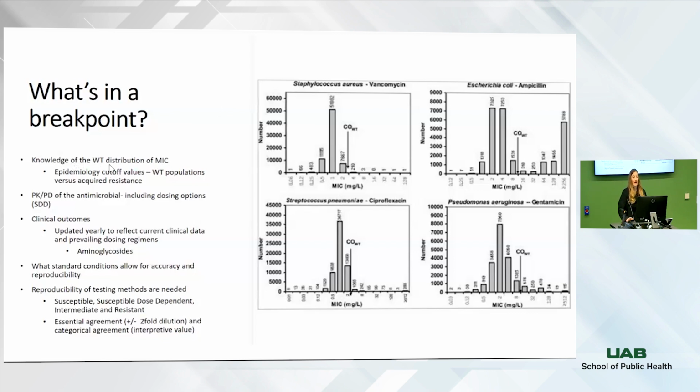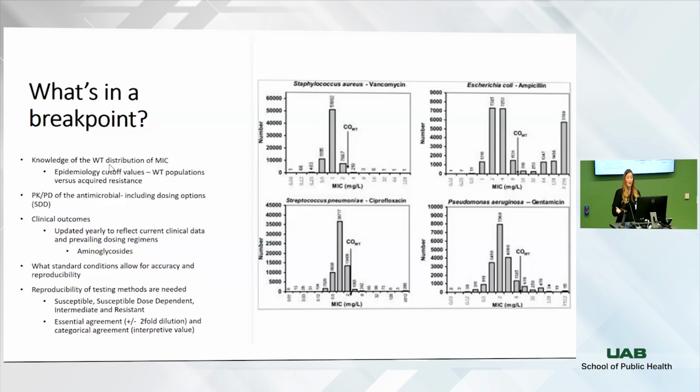So we look at the wild type distribution of the MIC values that we generate. So these create epidemiological cutoff values. We also look at PK/PD. This is when I just mentioned the whole dosing issue. Great, you have this beautiful population curve. It says this is where our wild type falls. Now, how does this antimicrobial respond when we actually put it in humans? So can I get a dose high enough in a human to get coverage for that wild type population, or can I not? So this is when we look at dosing options and how the antimicrobial distributes within the body.